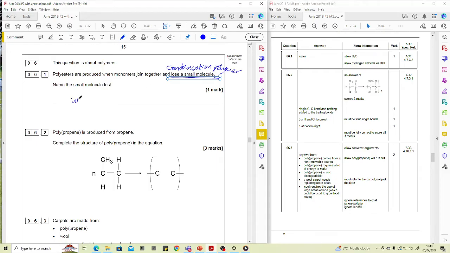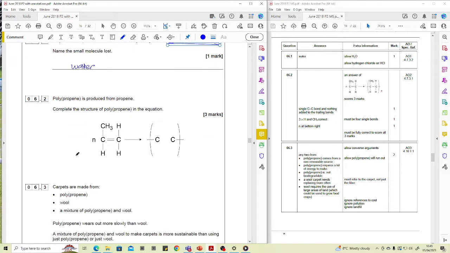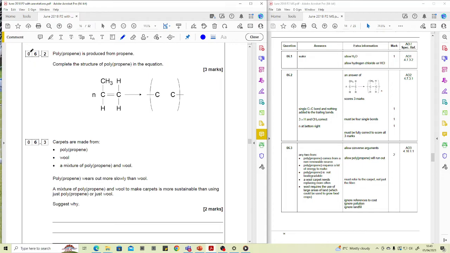So the small molecule that's lost is water. And polypropene is produced from propene, so this is the polymer name. This is the monomer name. And when you make a repeating unit, you show it with sticks coming out of the sides of the brackets, and it can't have a double bond anymore, so it's just a single bond and nothing else vertically shown in the diagram changes. And if you started with n of these, you get n of those.